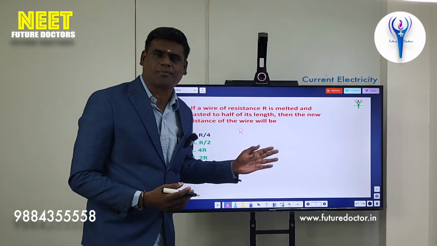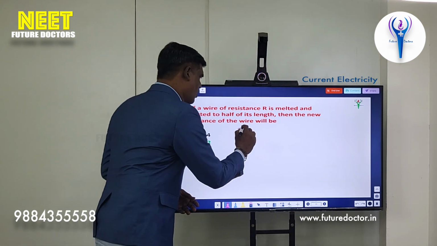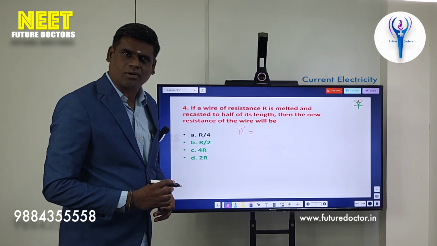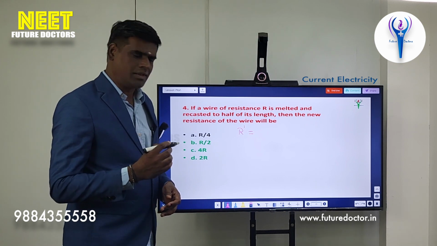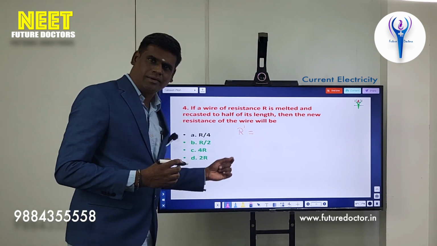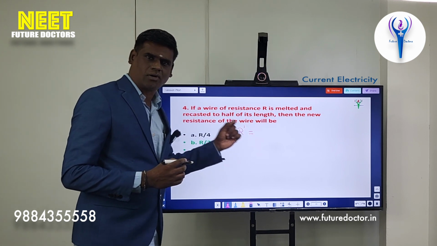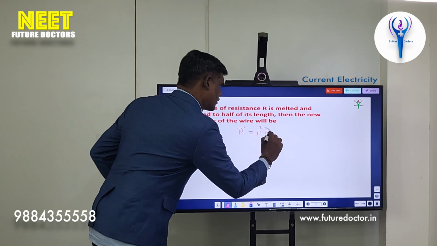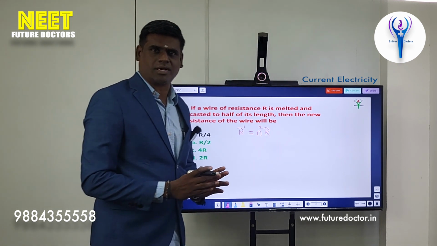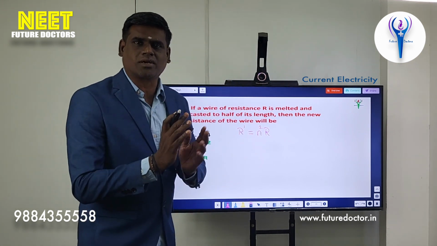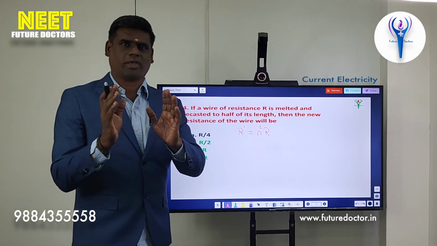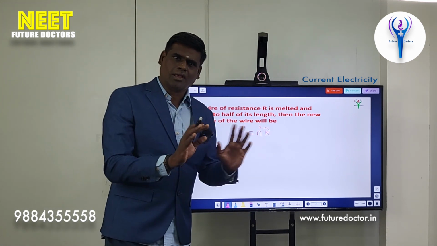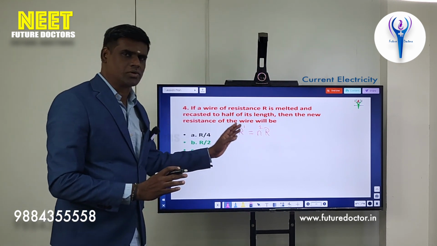Just previously, in the second problem, we have discussed that R dash is equal to n times R, or n square times R. Yes, it is n square times R. Just we proved that by maintaining volume as a constant, A1 L1 equal to A2 L2. From that we derived A2 and L2 equal to n times L1, and then by simplifying we got R dash equal to n square R.